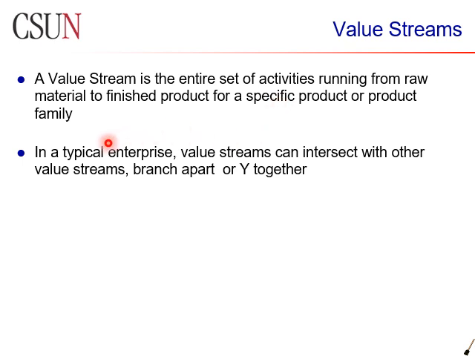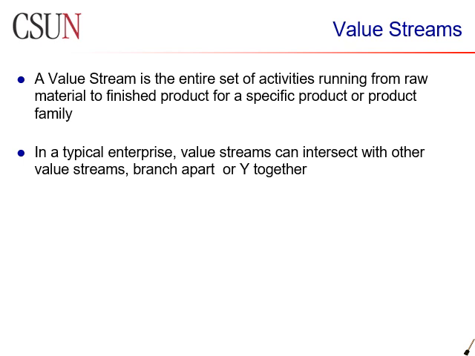In a typical enterprise, value streams can intersect with each other, branch apart, or Y together. There are some misconceptions when we talk with the students about their understanding of the value stream map. They think that each company has just one single value stream map. That's wrong.